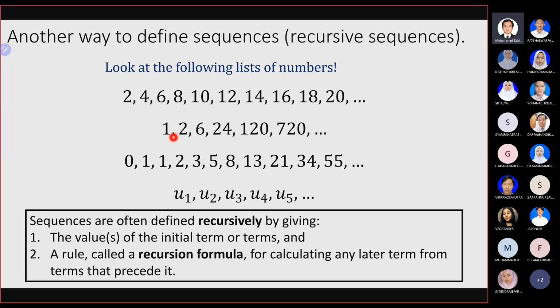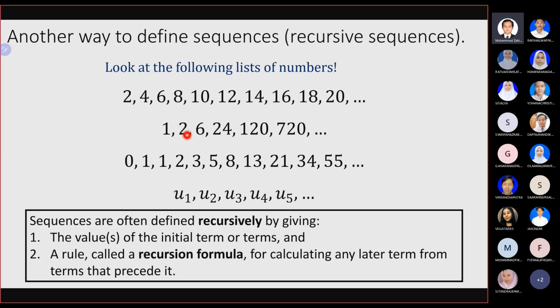Or if we take a look at this factorial sequence, we know that the current term is the previous term multiplied by the order. Ya. Kalau yang faktorial ini, kita tahu bahwa kalau kita tuliskan yang pertama 1, maka yang selanjutnya adalah yang sebelumnya dikalikan dengan dia suku keberapa, gitu ya, urutan keberapa.